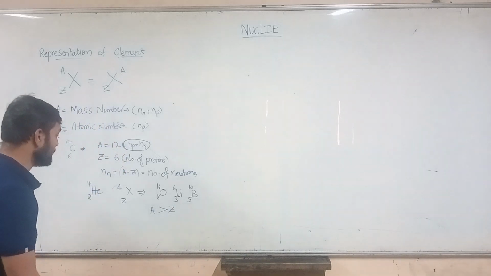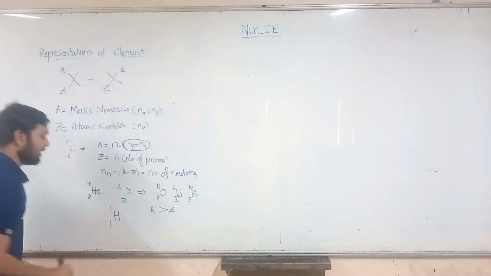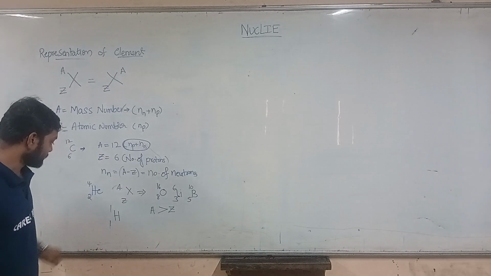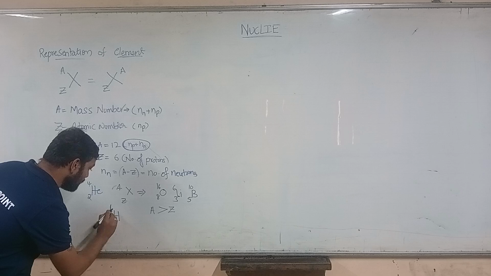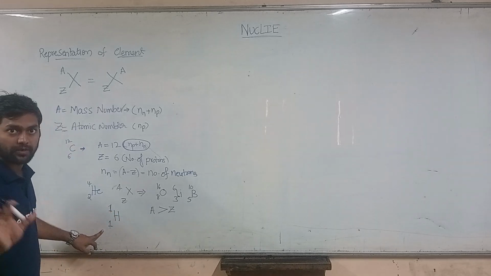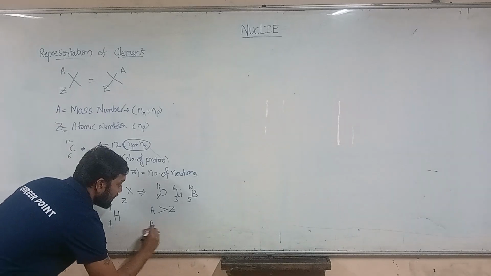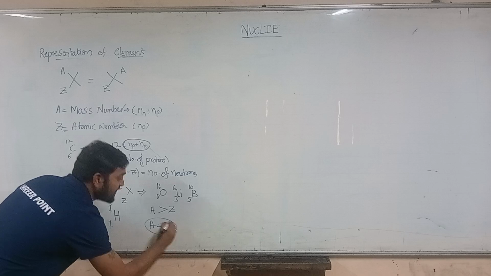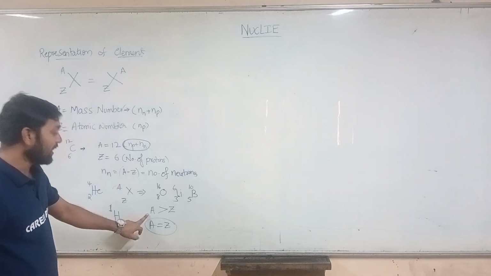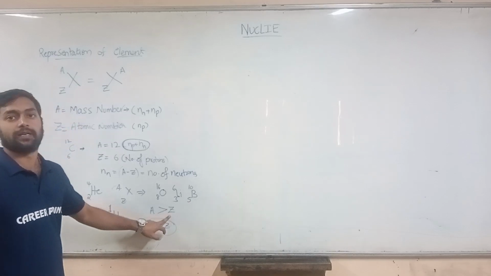No. Why? Because let us take the hydrogen atom. The hydrogen atom is H with mass number 1 and atomic number 1. Here we have only one proton, only the proton. So here A is equal to Z in the case of hydrogen. In general, A is never less than Z.